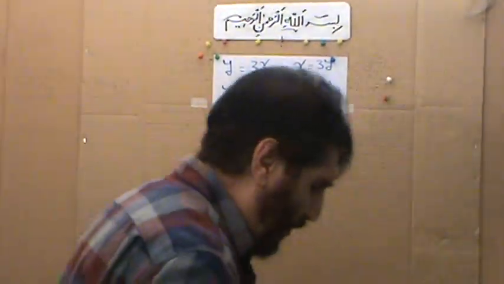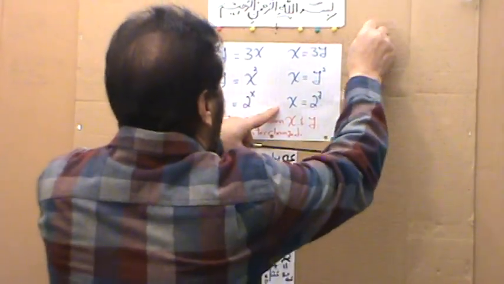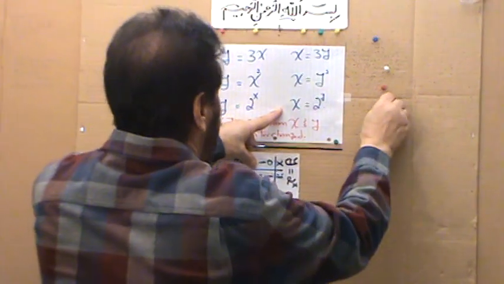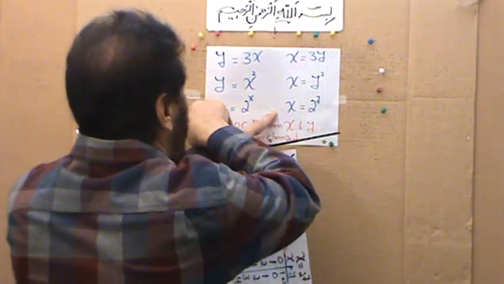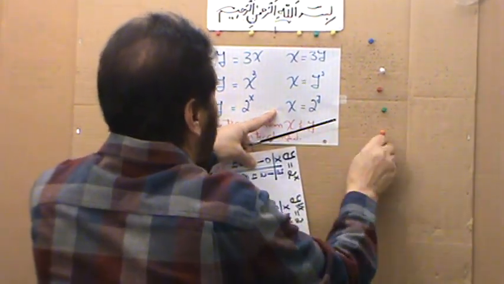Now I go back to what I said about y to the 1 over x being equal to 2, a chart that I have made for that.